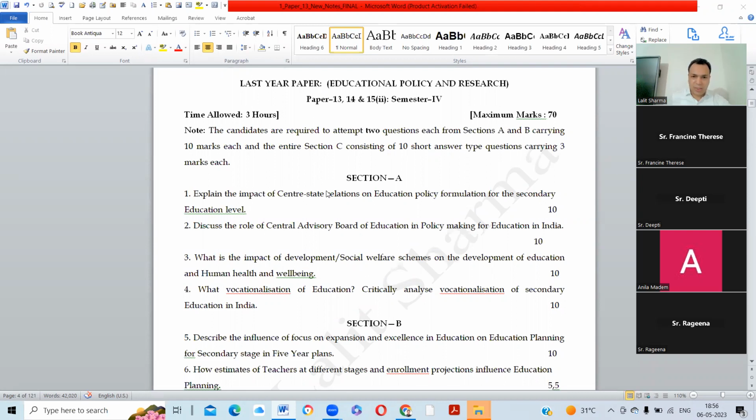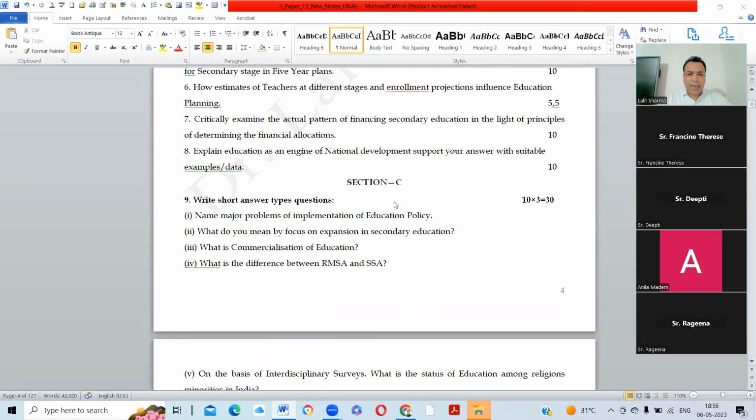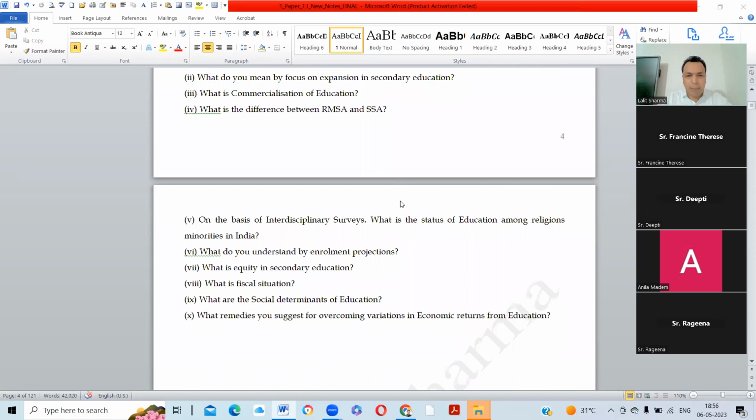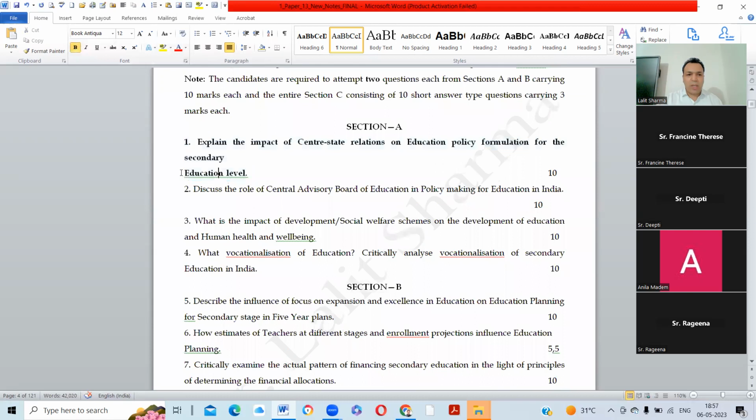Educational policy and research. You are aware that it is a 70 marks paper. In section A, there are 4 questions, and out of the 4 you have to attempt 2. Again, in section B, out of 4 you have to attempt 2. And in section C, there are 10 questions, which are compulsory, right? So you can see the questions. Section A: explain the impact of center and state relations on educational policy formulation for the secondary education level. Right, guys? You can see that.